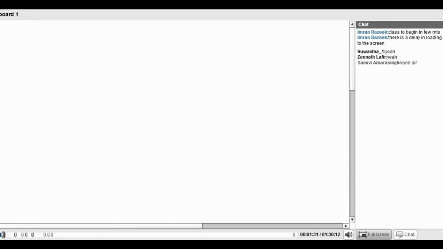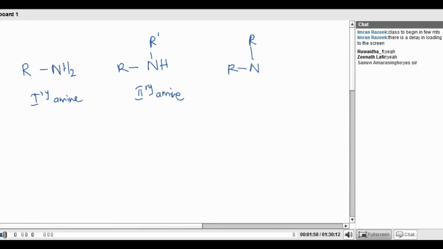Classification of the amines: in the primary amines, the NH2 group is attached to one carbon containing group. I'm representing by R the alkyl group, so this is a primary amine. And if there are two alkyl groups of the same kind or different type, that's referred to as a secondary amine, and if there are three alkyl groups of the same kind or even different, that is referred to as a tertiary amine. So amines are three types: primary, secondary, and tertiary.